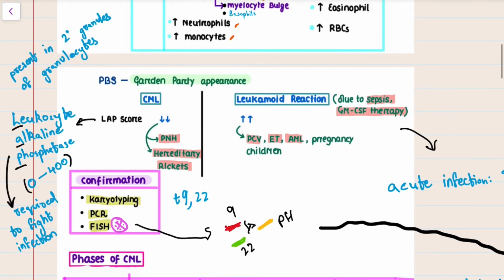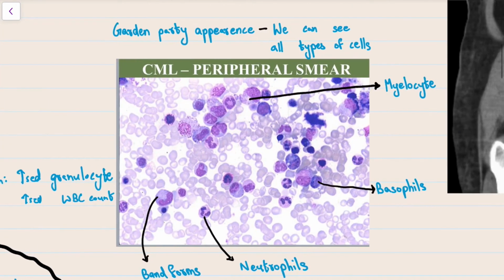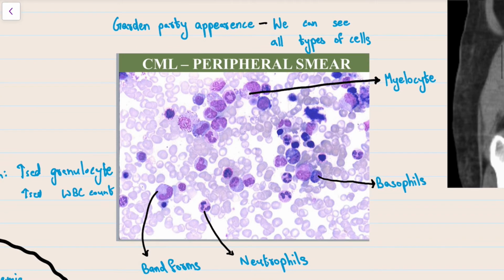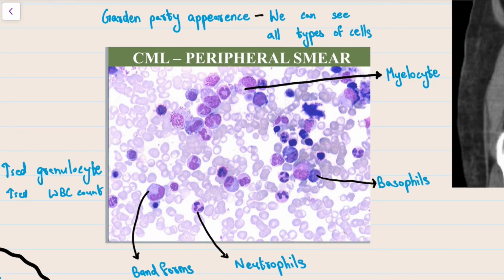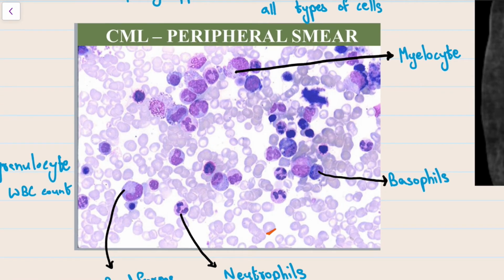If we see the blood picture, we will see a garden party appearance. Why is it called a garden party appearance? You see over here there are these RBCs, and then these basophils, and then these myelocytes, and then the band forms of cells and neutrophils. Wow, there's a lot of varieties, right? And here you can see all these tiny platelets also. So as you can see, there are various types of cells over here.